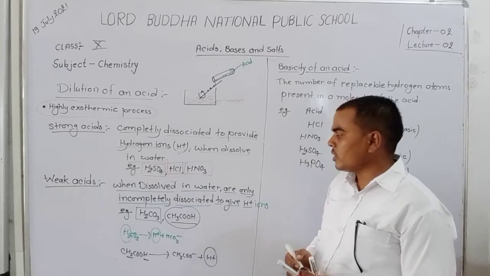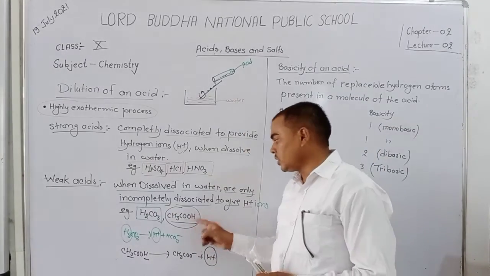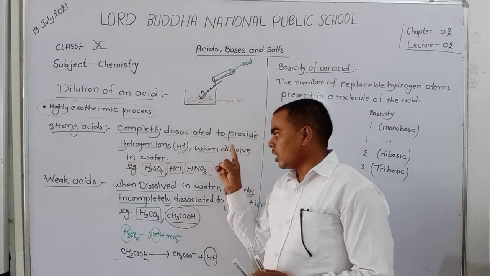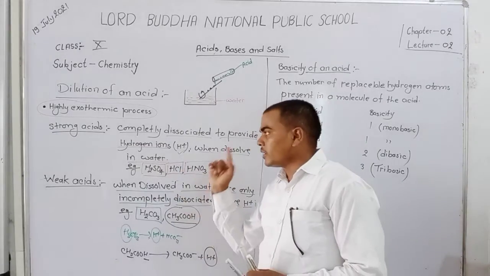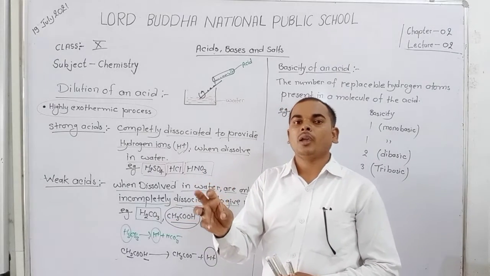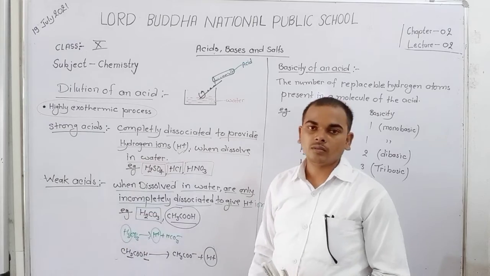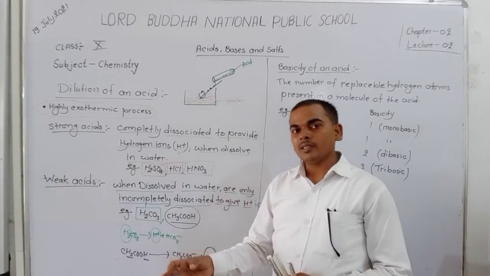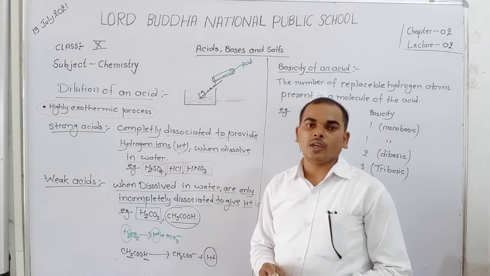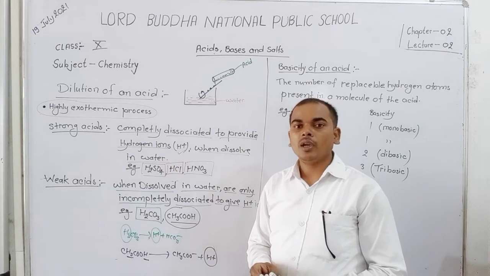Dear student, always remember carbonic acid and acetic acid are weak acids. Sulfuric acid, hydrochloric acid, nitric acid are always known as strong acids because they completely dissociate into their H plus ion. But carbonic acid and acetic acid do not completely dissociate into H plus ion, so they are known as weak acids.